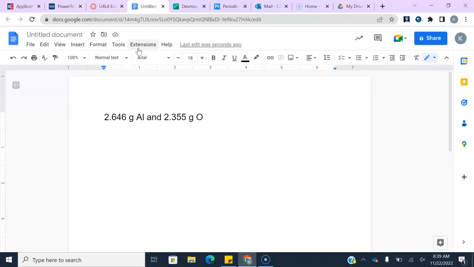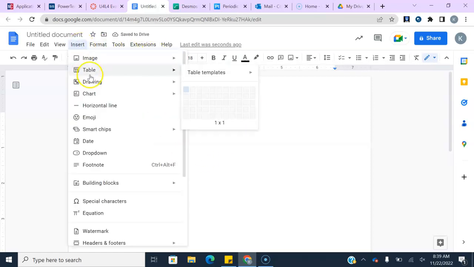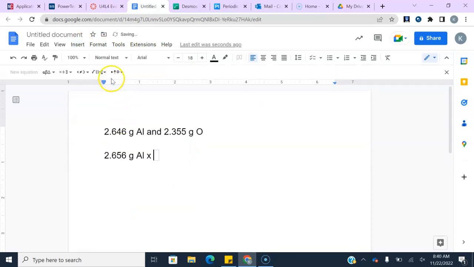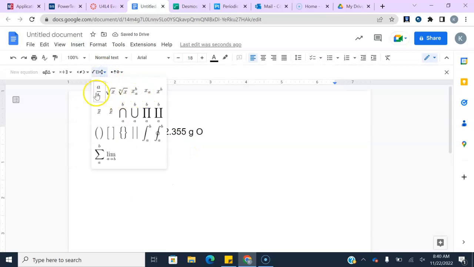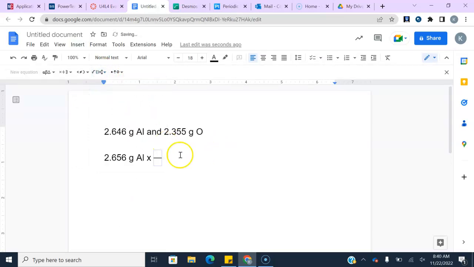So anytime we do a gram to mole conversion, we have to start with what we know. So we have 2.646 grams of aluminum. And we're going to multiply that by our mole conversion. So let me go ahead and put in a fraction so I can keep everything straight. Okay, so I know I want to eliminate my grams. So my grams are going to be on the bottom and my moles are going to be on the top.